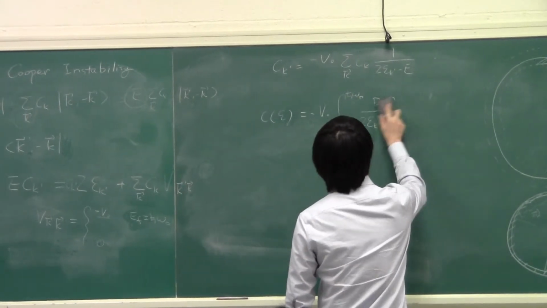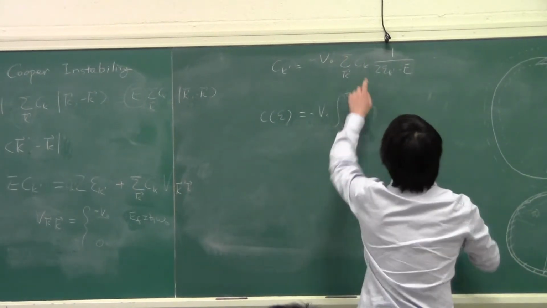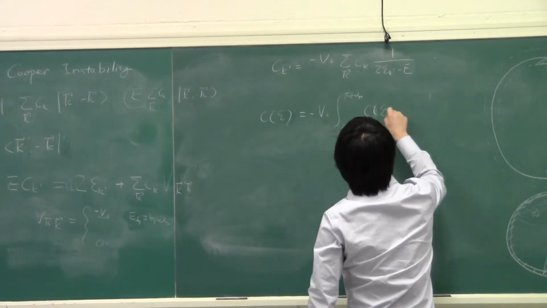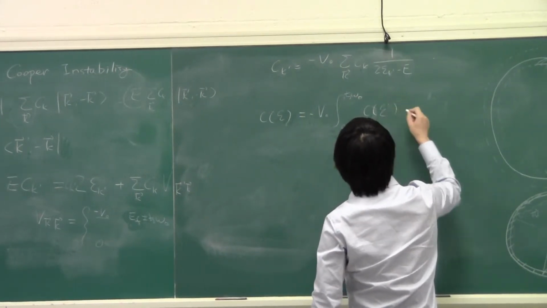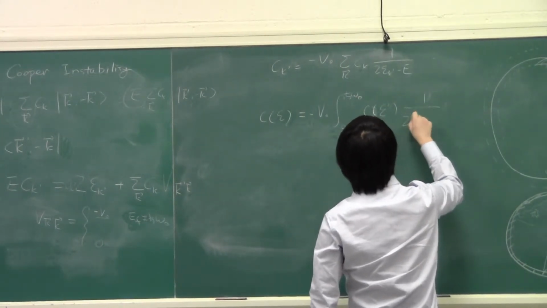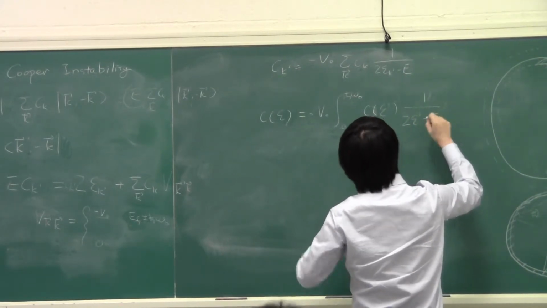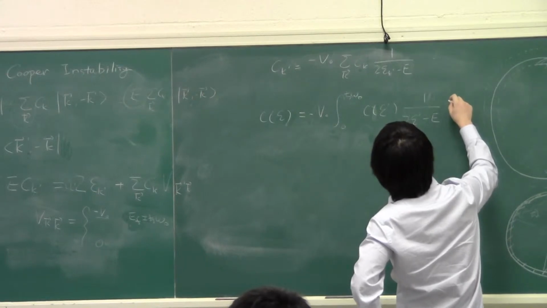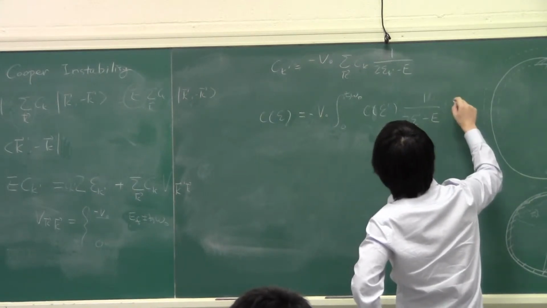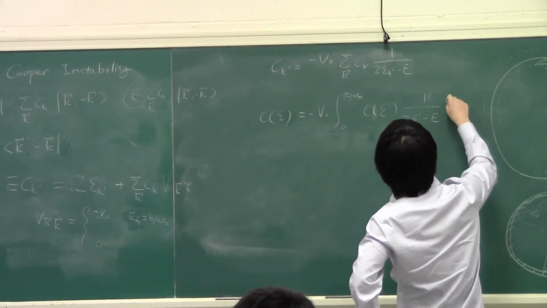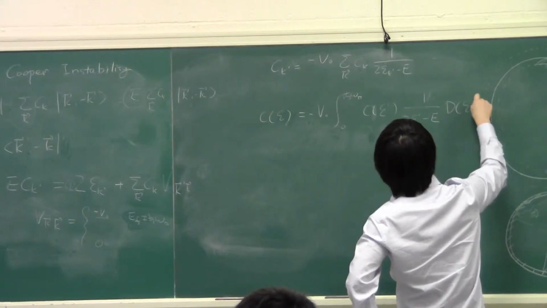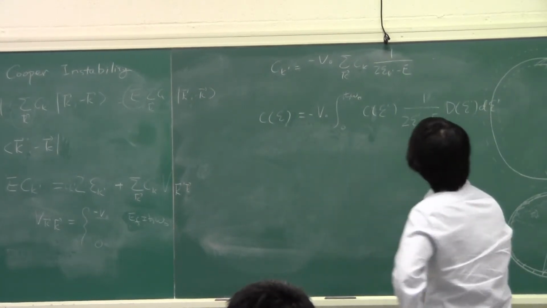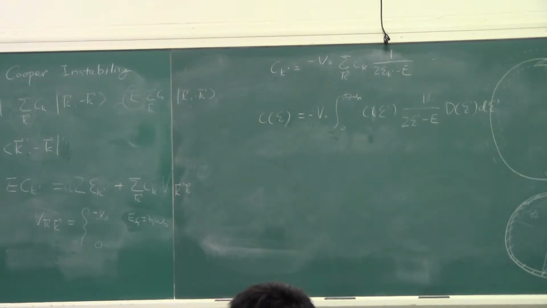And inside I'm going to write c of epsilon prime will be 1 over 2 epsilon prime minus E, and then what else do we have? d of epsilon prime, right? Something like this.